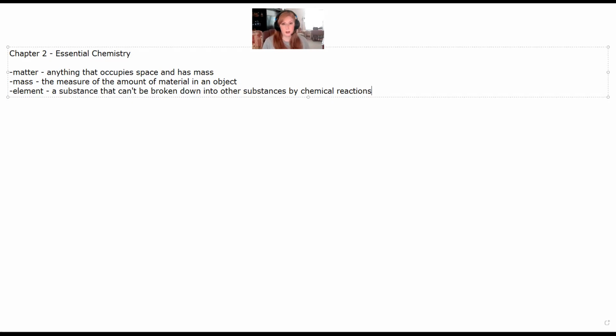These are all elements and you can't make them smaller through a chemical reaction. Actually, I'm getting ahead of myself, so I'm not going to put it yet. I'm just going to tell you. So elements, what you find on the periodic table, and you can't break them into something smaller, okay?